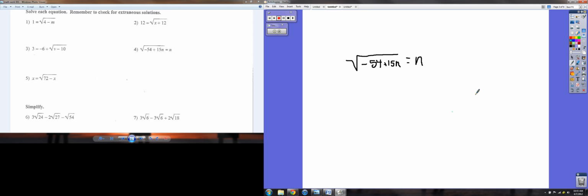Okay, this is number 4. I'm going to work through it step by step, and I'm going to ask you questions along the way to make sure you know what you're doing. Okay, what do you need to do to both sides? So we said square it. So on the left-hand side, go ahead and write down what you're left with. Okay, it should be negative 54 plus 15n, and that's going to equal n squared.